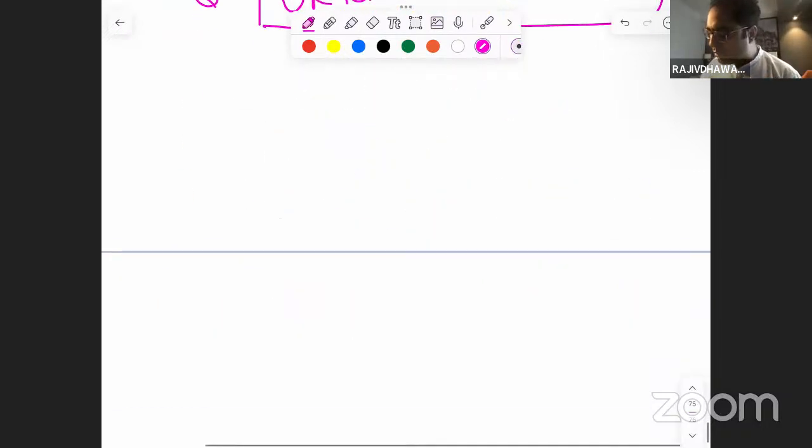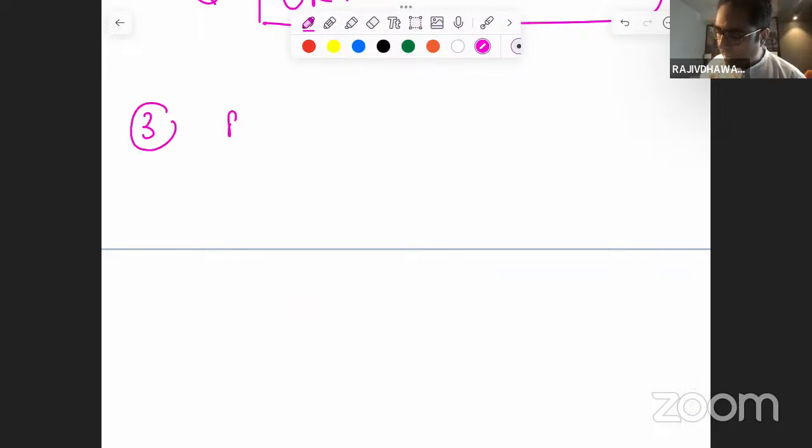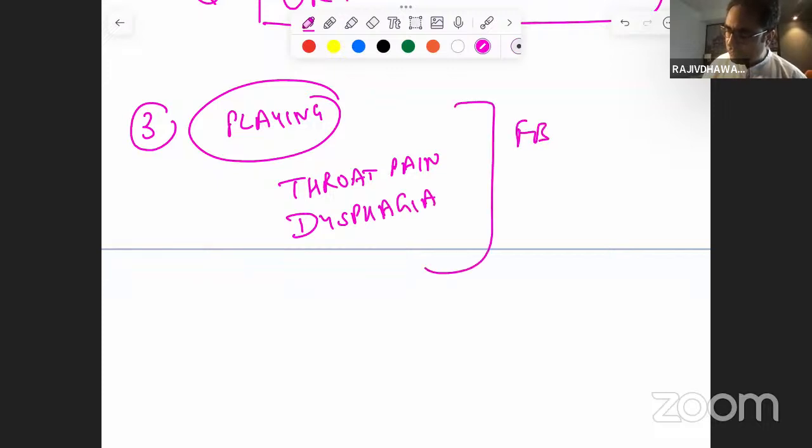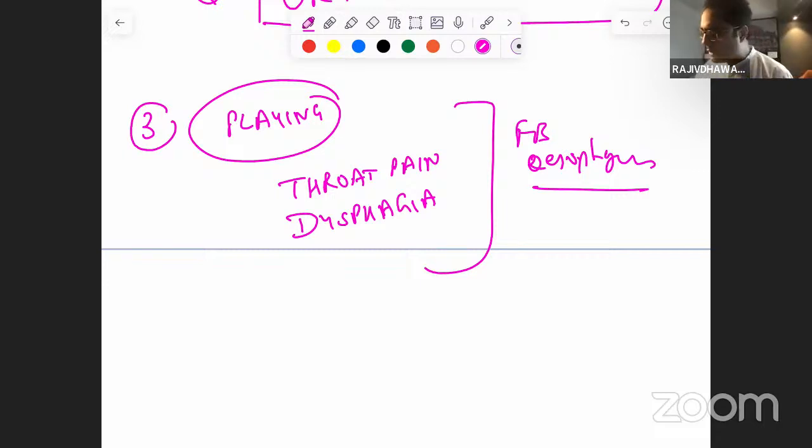Now the third foreign body, beta. A child was playing and developed throat pain and dysphagia, not dyspnea, beta. Throat pain and dysphagia mean it's a foreign body esophagus, beta.